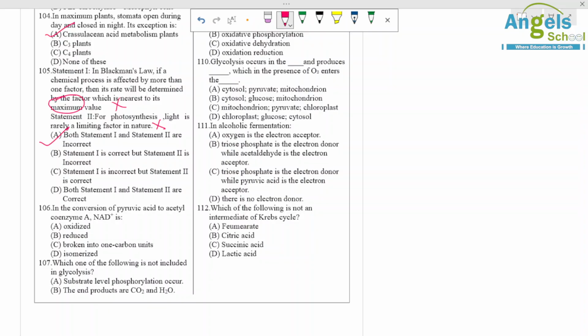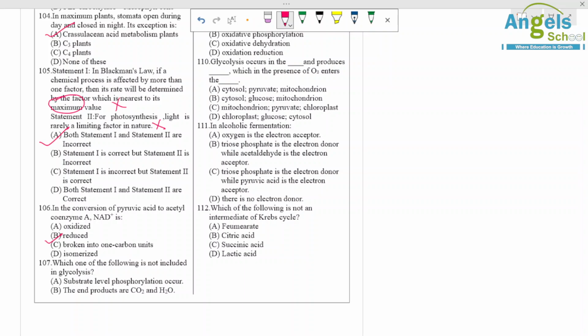In the conversion of pyruvic acid to acetyl CoA, NAD is oxidized, reduced, broken into one carbon unit, or isomerized. Here NAD is converted into NADH2, which is the reduced form of NAD. So answer B is correct. NAD+ is converted into NADH. So B answer is right.